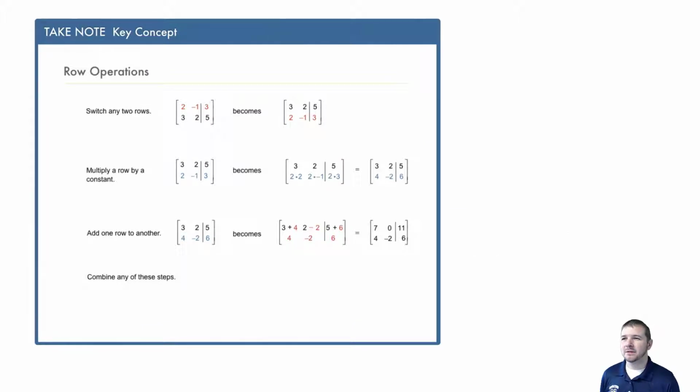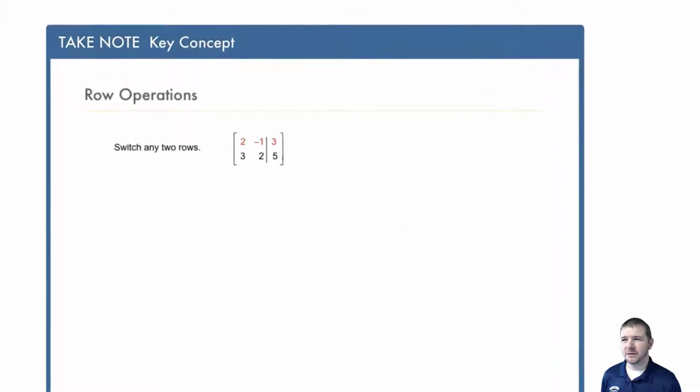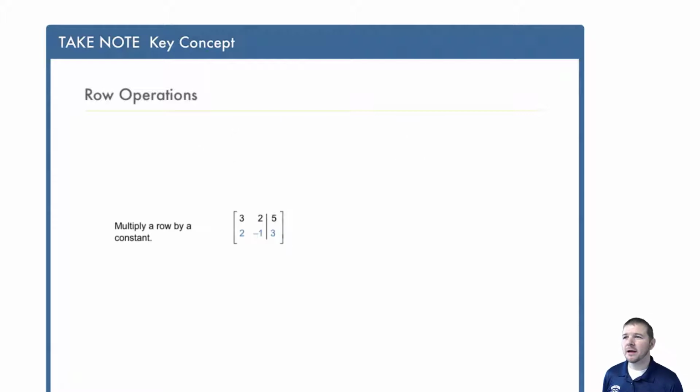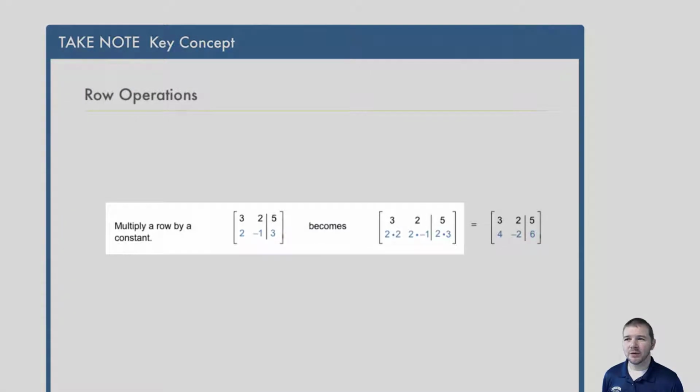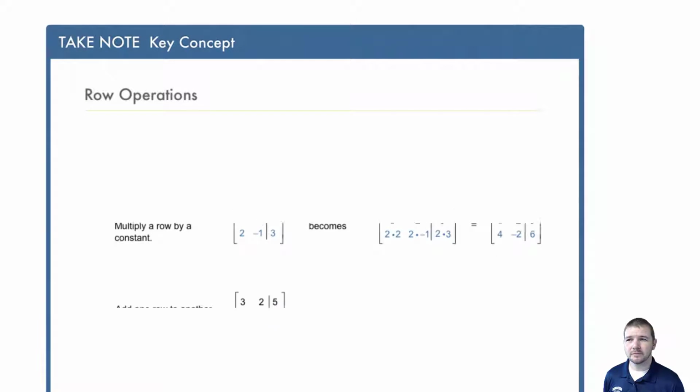Take note, key concept, row operations. The first acceptable row operation is to switch any 2 rows. So in the case of this matrix, row 1 and row 2 simply switch places. The next acceptable row operation, multiply a row by a constant. So in this case, the matrix shown here becomes the matrix shown here, but with row 2 being multiplied by 2, each term or element in row 2 multiplied by 2, forming this new row 4, -2, 6.